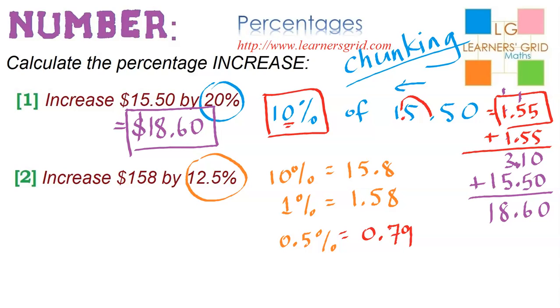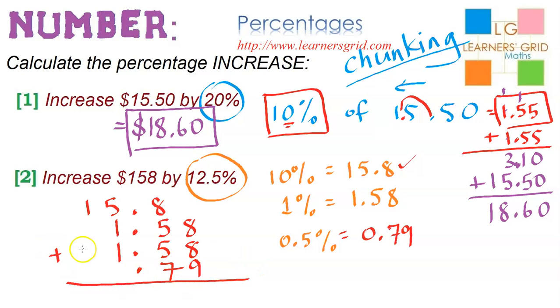I need 12.5%. So I need one lot of 10%. So that's going to be 15.8. So spread things out a little bit so it's clear where the place values go. So I've got 10. To get to 12, I need 2 ones. Okay, so I have 1.58 and another 1.58. And then I just need 0.5%, which is 0.79. Okay. All I have to do is add them up. And if I don't make a mistake, I should have the correct answer.